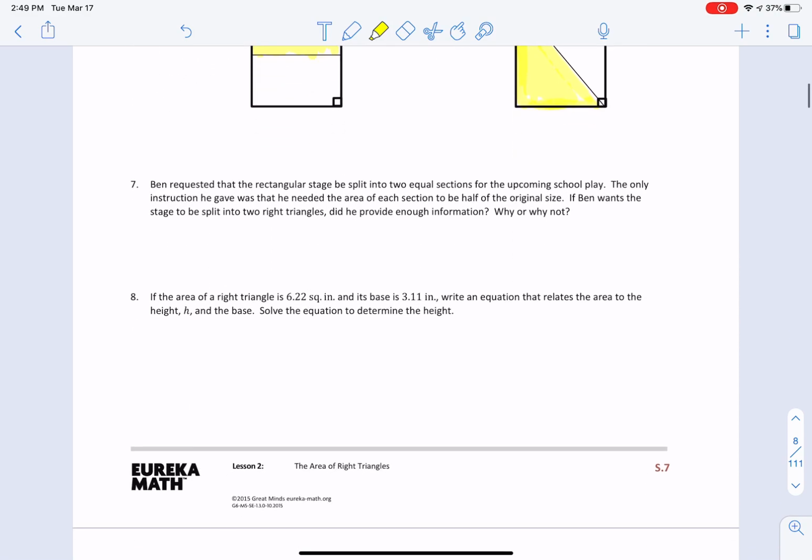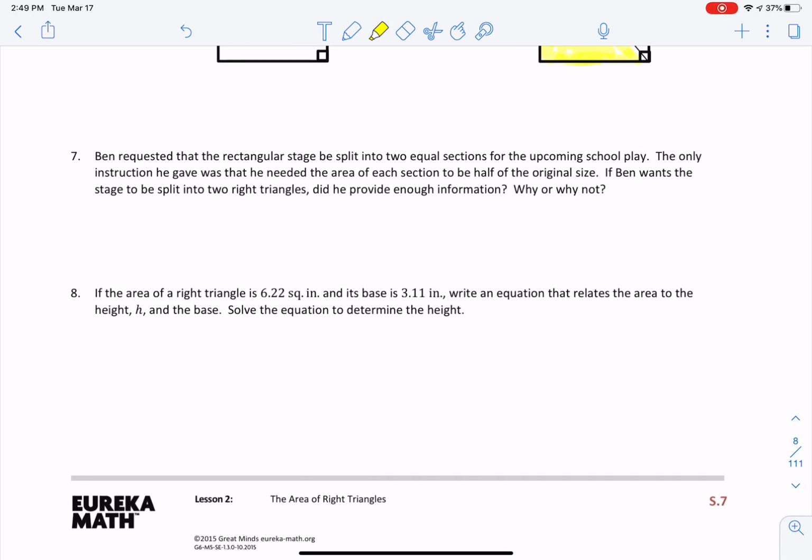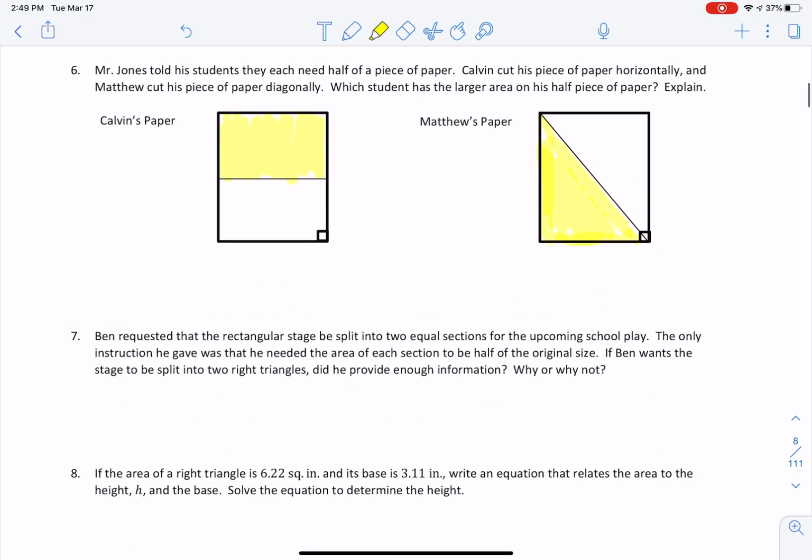Number 7. Ben requested that the rectangular stage be split into 2 equal sections for the upcoming school play. And actually, I could take a look at number 6 and see 2 different ways the stage that is a rectangle can be cut in half. The only instruction he gave was that he needed the area of each section to be half of the original size.